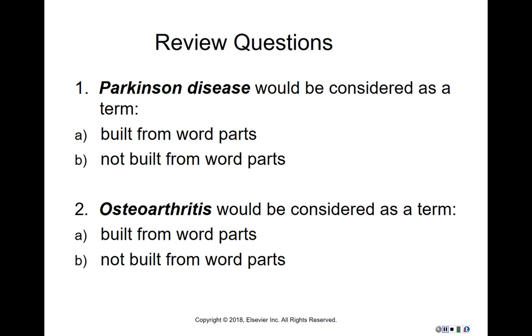Number two, osteoarthritis would be considered a term built from word parts or not built from word parts. Again, we haven't even discussed the word parts yet, but in a little bit you will be able to determine that this is going to be built from word parts. The osteo means bone, the arthro means joint, and the itis means inflammation. We'll talk about that in just a little bit.